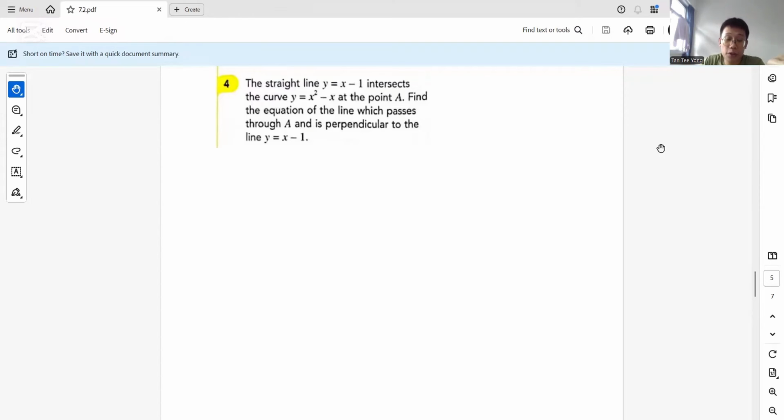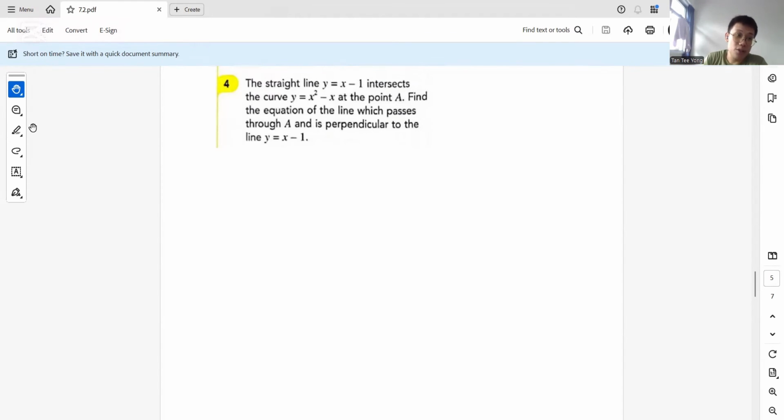Let's go through question 4 together. Question 4 says the straight line y equals to x minus 1 intersects the curve y equals to x squared minus x at the point A. So I'm just going to assume that this line intersects this curve at only one point A. This will affect how we are going to draw the visualization later. So find the equation of the line which passes through A and is perpendicular to the line. We do it step by step.